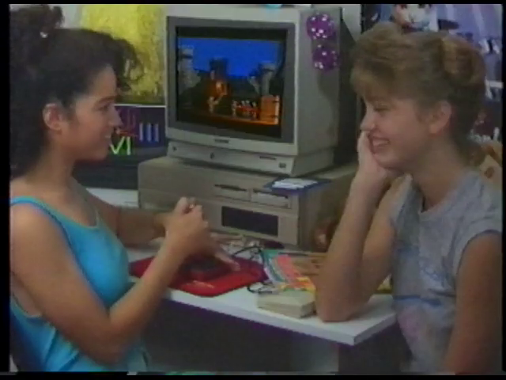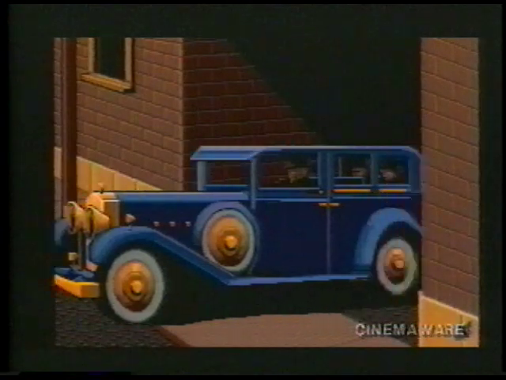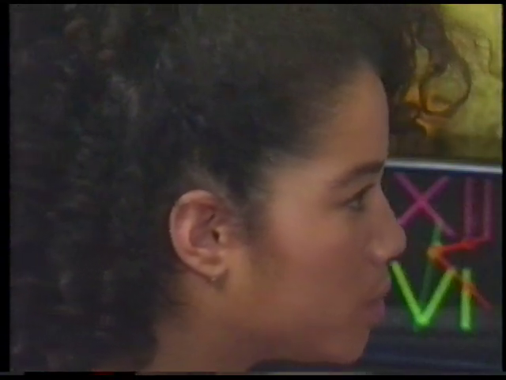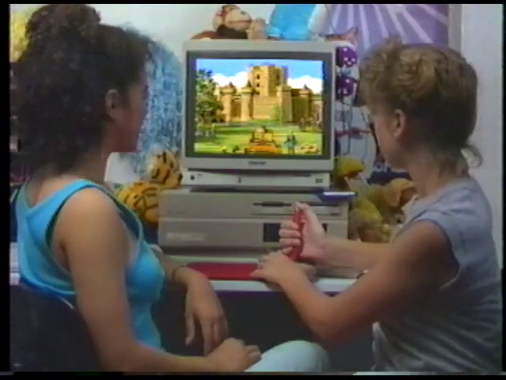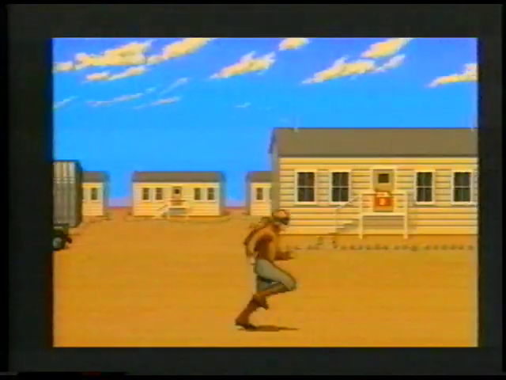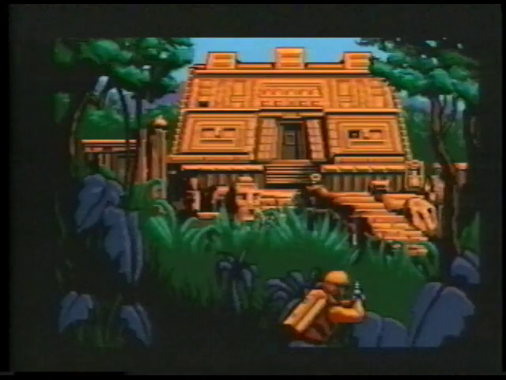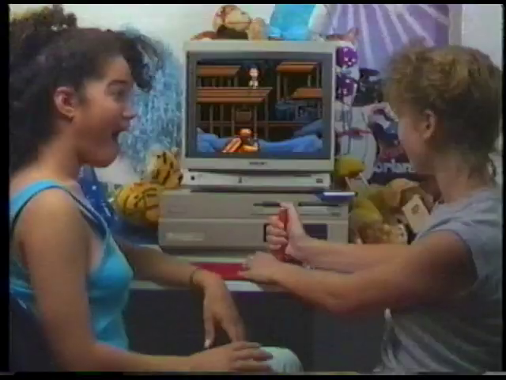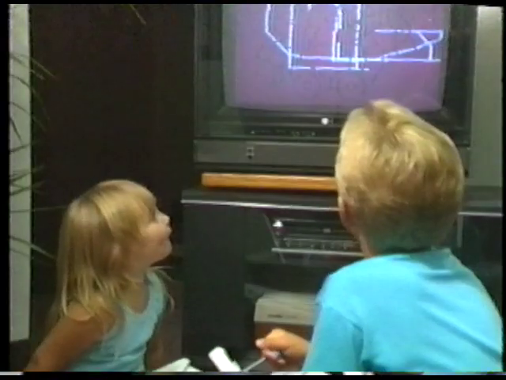From health spas to the home, video games have come a long way since Pong and Pac-Man. They're probably the most accessible form of computer animation, with millions of kids having their first computer experience with fast-moving graphics and digitized sounds.